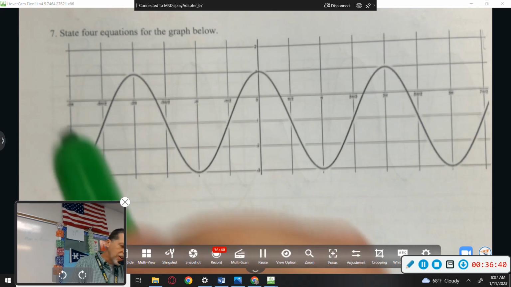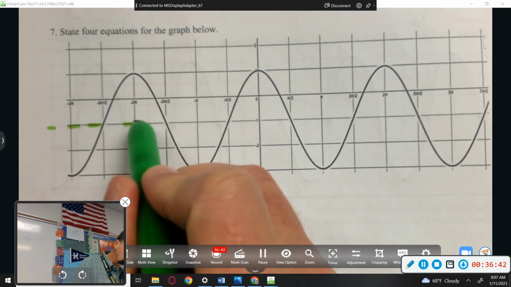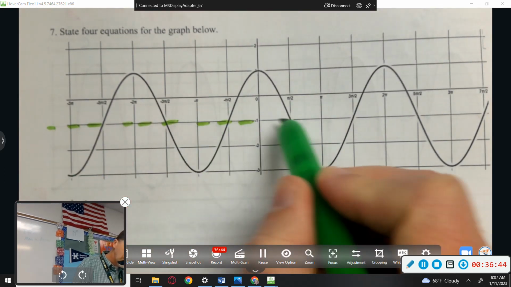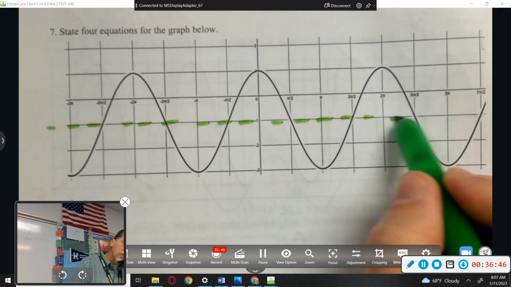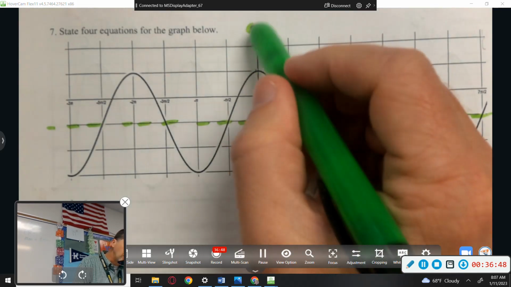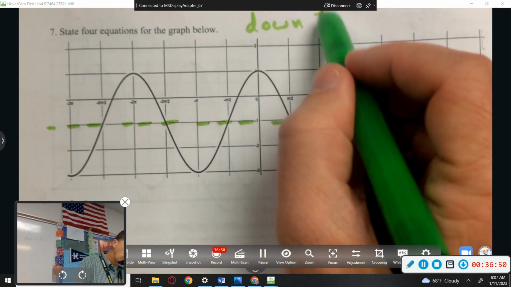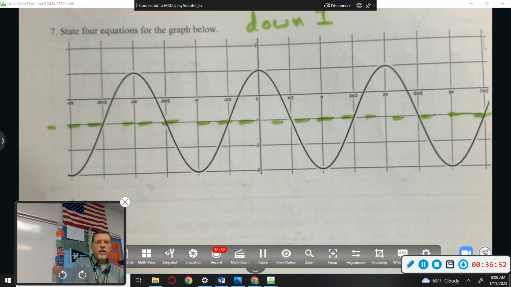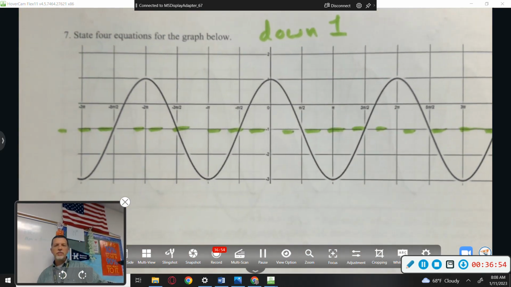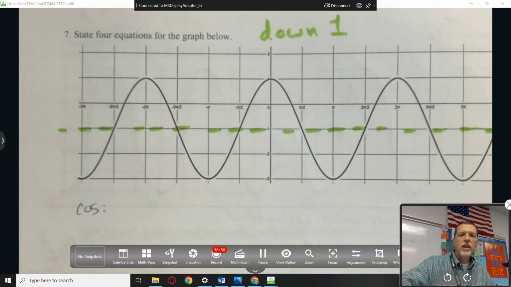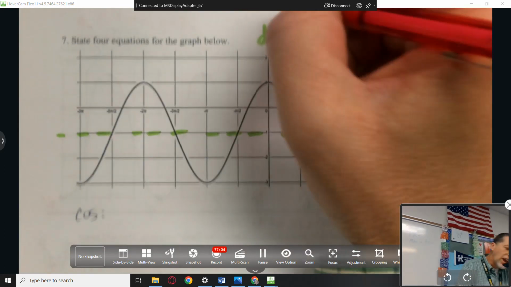Regardless of sine or cosine, I do know where the midline is. At -1. So I know I'm down 1. That'll be regardless of whether I choose sine or cosine. What else is true whether I choose sine or cosine? The stretch or the amplitude is 2.